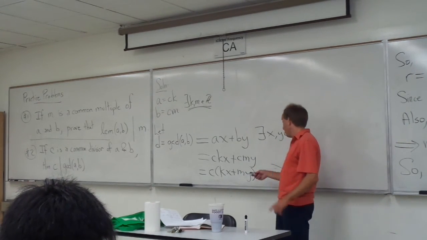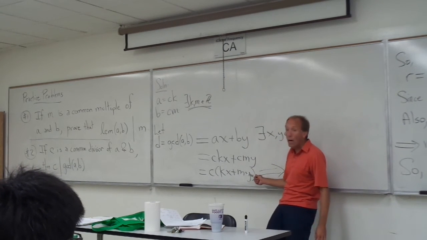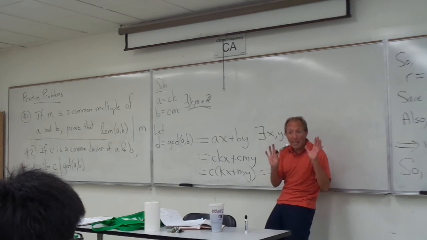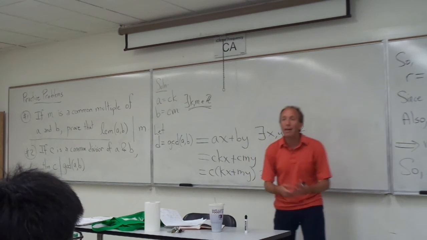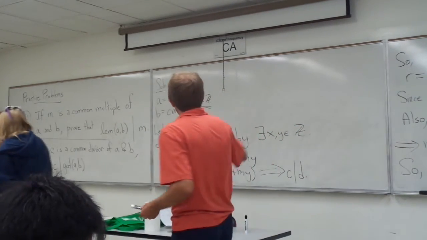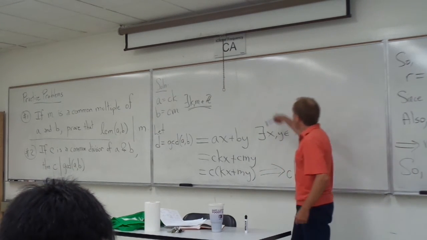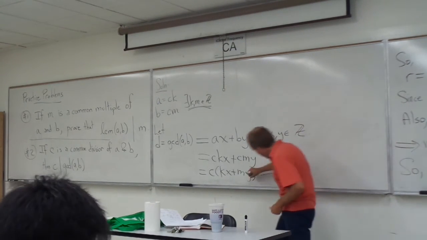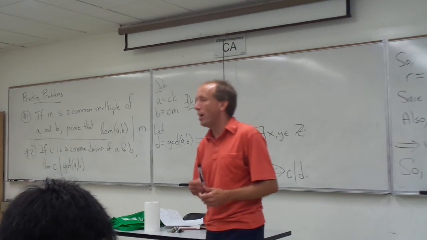I really appreciate it when people stop and say things right here, like KX plus MY is an integer, because technically, to say that C divides D at this moment, I would need to say that. But I view that as being basically clear because K, M, X, and Y are all integers, so therefore this whole thing is an integer. You don't need to say that on the test, okay? It's going to take too much time.